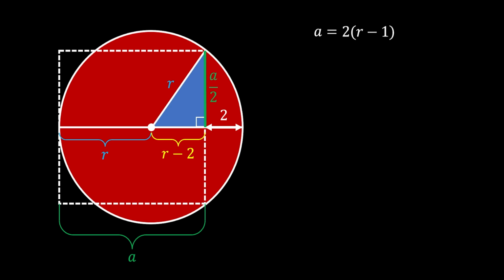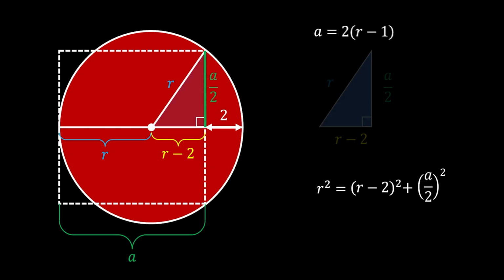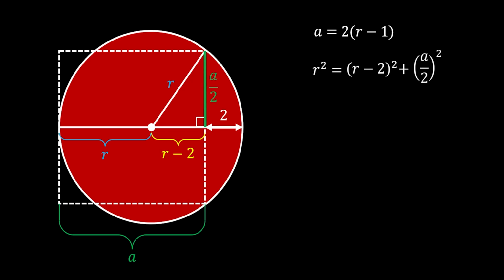We can isolate this triangle and we will notice that since it's the right triangle, we can apply the Pythagorean theorem. So the square of hypotenuse, in our case that is r squared, must be equal to the sum of the squares of its legs. In our case that is r minus 2 squared plus a over 2 squared. And this is our second equation.